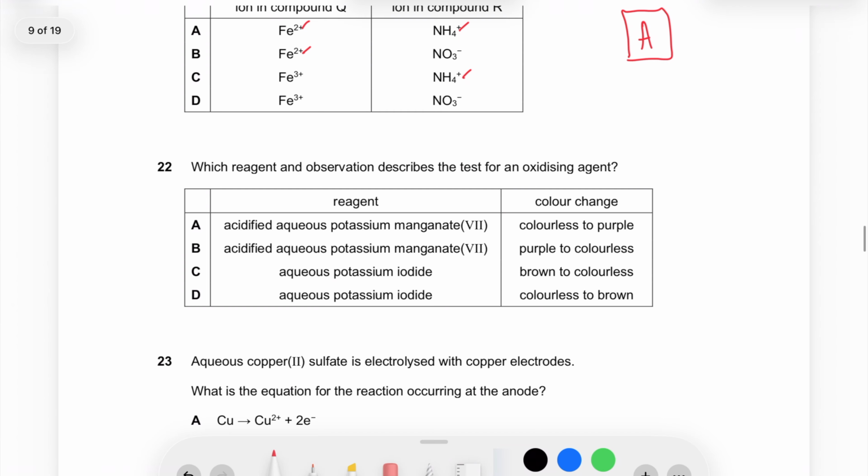Moving on, question 22. Which one is the test for redox reagent? So if you want to test for an oxidizing agent, you need a reducing agent, which is your potassium iodide. Okay, you will turn from colorless to brown. Alright, so answer will be D. Okay, so this is under redox.